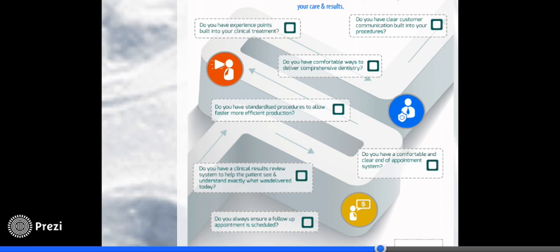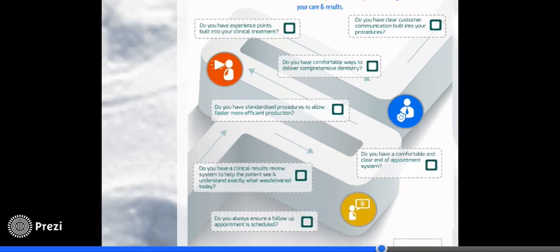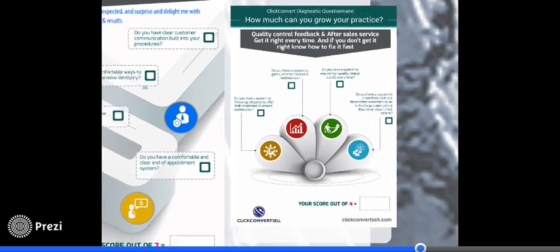You want to have standardized procedures to make sure faster, more efficient production. You want to have clinical results review to make sure the patient understands exactly what's delivered today so they know exactly what's happening. You want to make sure they've got a follow-up appointment scheduled. You need to have all these different elements in place every single time.